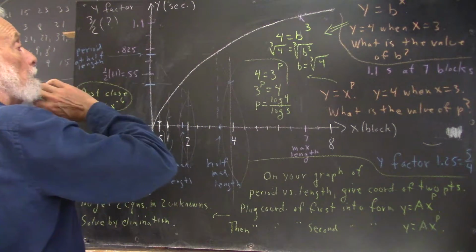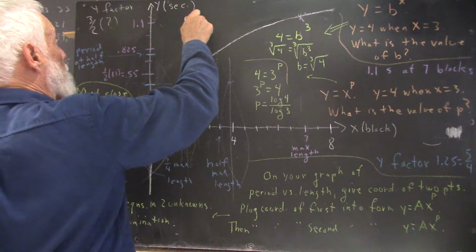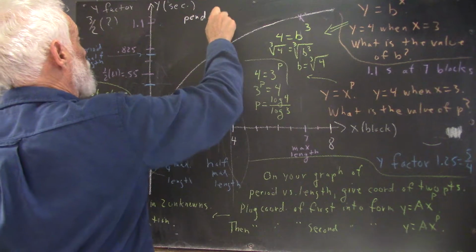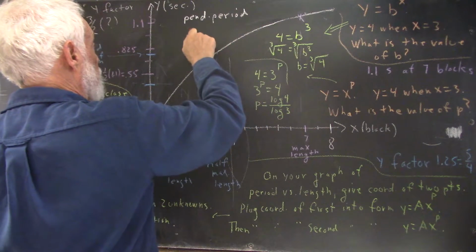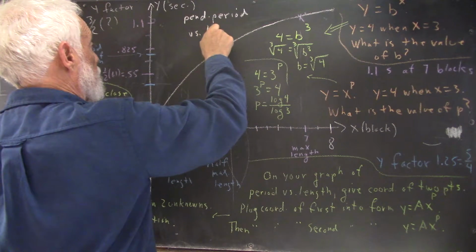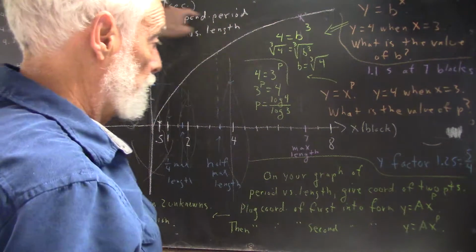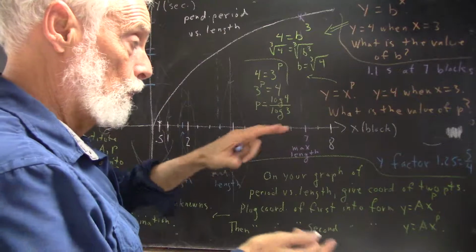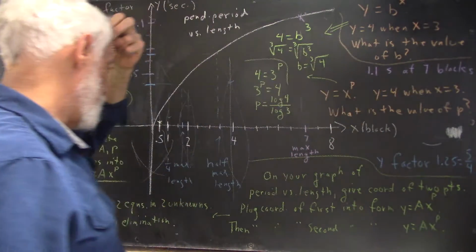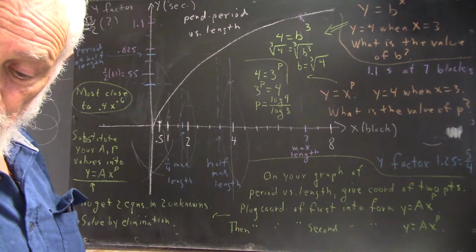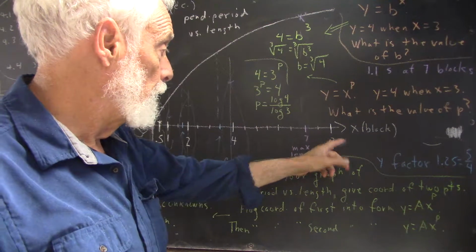The graph shows pendulum period, because the period is the time for a complete oscillation, versus length, the period being measured in seconds, the length being measured in block widths. And a block width, incidentally, is 8 inches, give or take a fairly small uncertainty. Okay, so we mark this off.